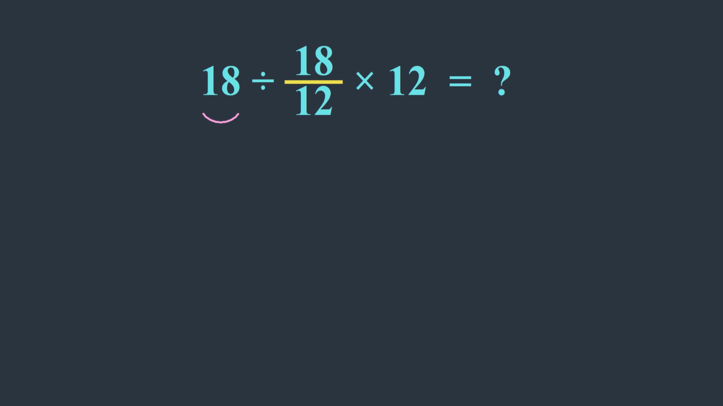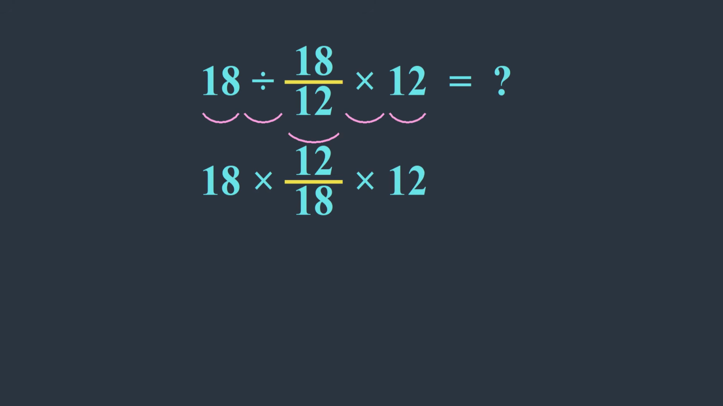18 divided by 18 over 12. To do this division, write down the 18, then change division to multiplication and flip this fraction to 12 over 18. And here again, we have times 12. Now we have this new problem.